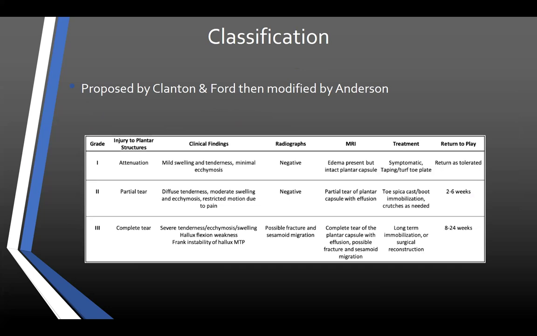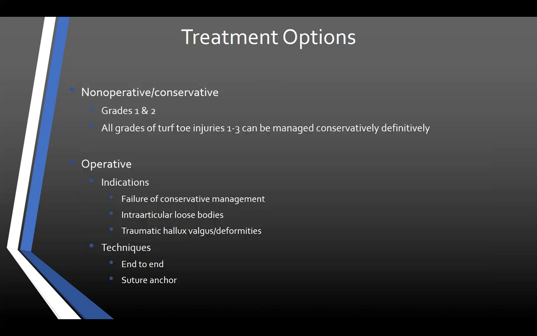Grade 1 is characterized as an attenuation or a very low-grade sprain of the plantar plate that usually is managed supportively. Grade 2 is a partial tear, and grade 2 has a wide range. You can have a grade 2 that's closer to a grade 1, or one that's functionally a grade 3, where there's still some minimal amount of plantar capsule intact, but it's not a grade 3 by definition, as it's not a complete tear. Grade 3 is a complete tear, and oftentimes with these higher grade injuries, you will see proximal sesamoid retraction, as well as possible fractures, and these may be assessed on radiographs. So now we'll start looking at our treatment options.